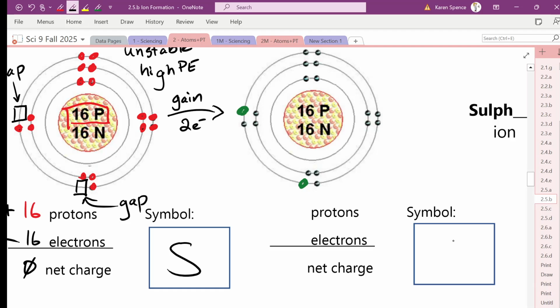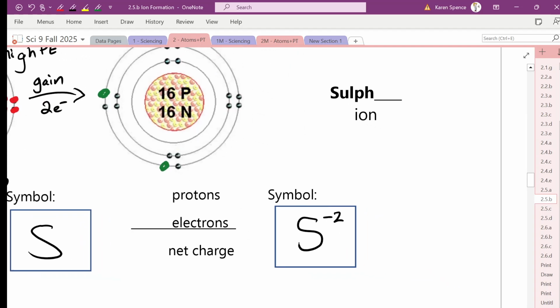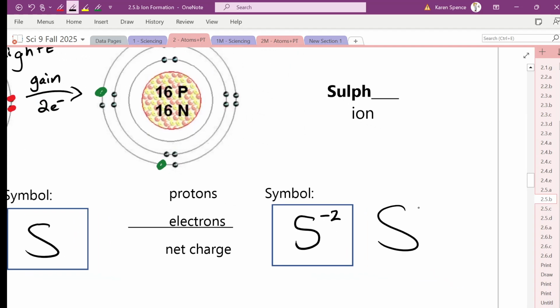So now our symbol is S. What is its charge? -2, so you can either write -2 or more correctly, you could write S 2 minus. This is more correct. But this is also okay. Because you guys are in grade 9, it's all right.